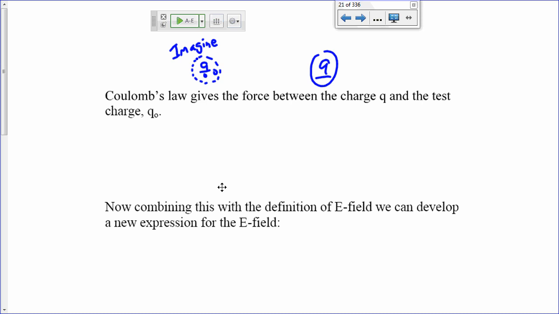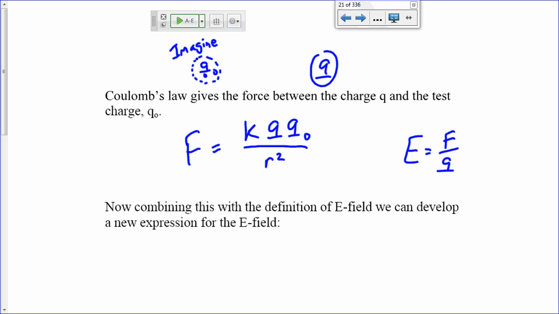All right, so Coulomb's law gives the force between them. Remember Coulomb's law: K, Q, Q naught divided by what? The distance between them squared. It's not the radius, it's the distance between the charges, but we call it R. It is radial. I think that's why we use R, but it's not exactly radius. All right, so that gives us the force. And then remember our definition of the electric field is F over Q naught.